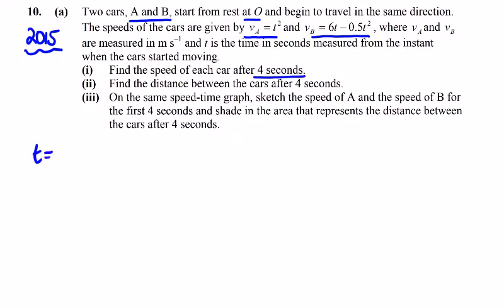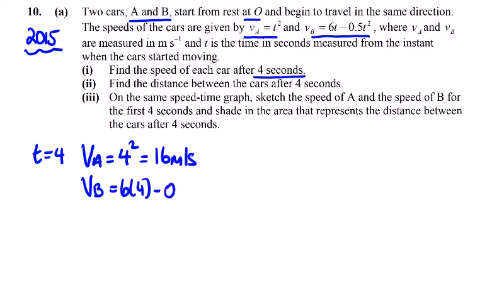So when t is equal to 4, the velocity of A is equal to 4 squared, which is 16 meters per second. And the velocity of B is equal to 6 times 4, which is 24, minus a half of 16, which is 8. So 24 minus 8 is also 16 meters per second for the velocity of B after 4 seconds.